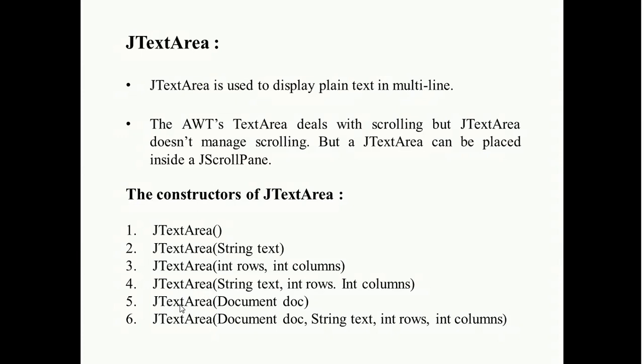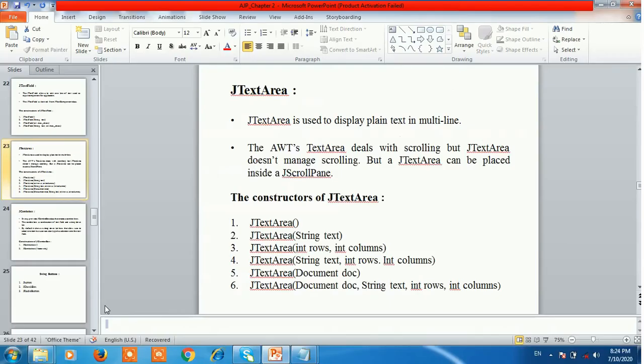The fifth constructor creates an empty text area with specified document model. And sixth constructor having 4 parameters creates a text area with initially text specified, also number of rows and number of columns specified in specified document model. These 6 are the constructors of the JTextArea. Now see one example of the JTextArea.